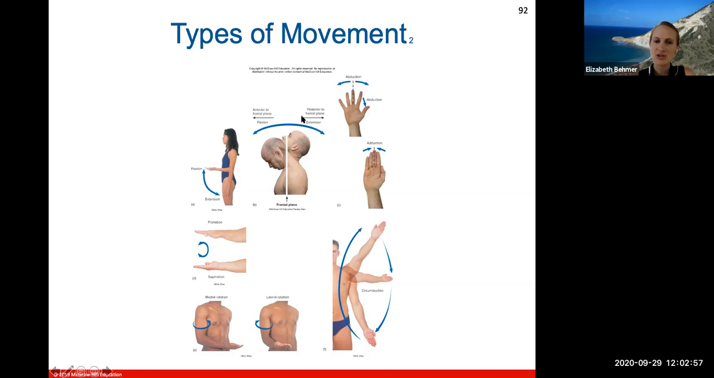Flexion and extension is shown here. Flexion is always decreasing the angle between two body parts, and extension is increasing or straightening it. Flexion and extension of your arm, pronation and supination of your forearm, medial and lateral rotation. Medial rotation will be towards the midline, and laterally rotating will be taking something away. Circumduction is a special type of rotation that goes in any direction. So those are types of movement.